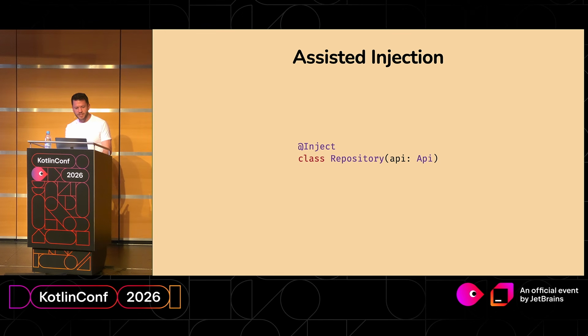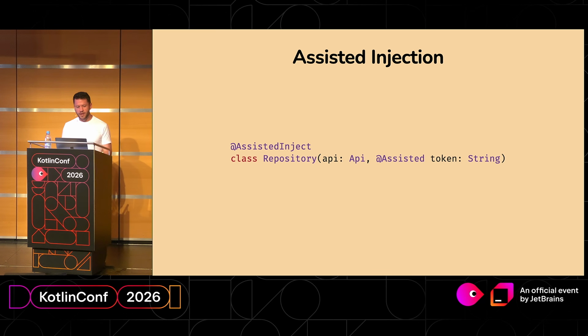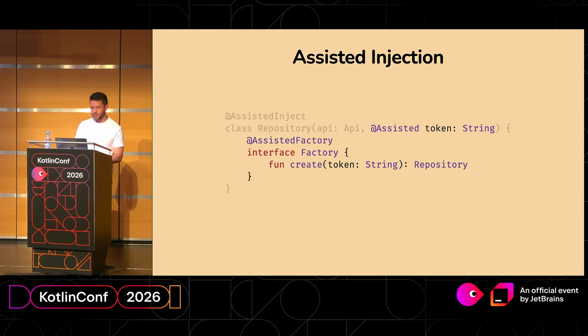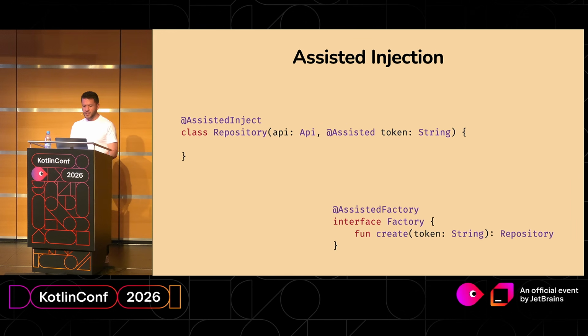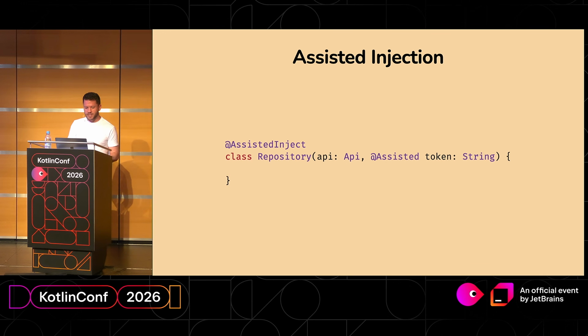Next, let's talk about assisted injection. So assisted injection is where we pass a runtime parameter into whatever we're injecting, and we create these with assisted factories. So side note, in Metro, you can have these generated for you, so you don't have to do all the boilerplate for them. Requires IDE support. See the docs, it's there. Back to our class though.